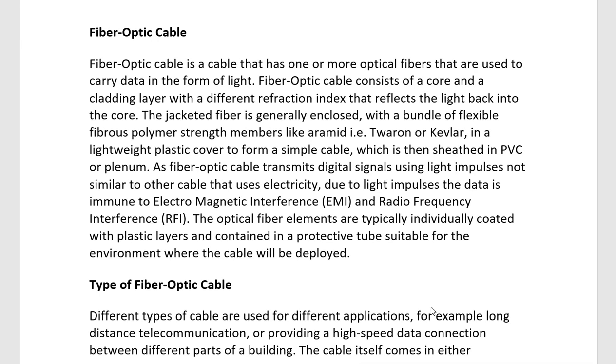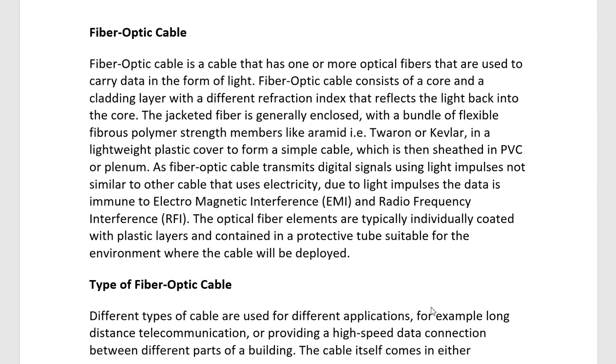So this fiber optic cable uses light for sending the signal, not like the copper wire that uses electric signals. And because it is not using electric signal, it is immune from electromagnetic or radio frequency interference, because it is using light as a signal. It is actually having a tubular tube inside the cable, which is made by the fibrous polymer, which reflects the light, so that the light signal can go from one end to the other end.